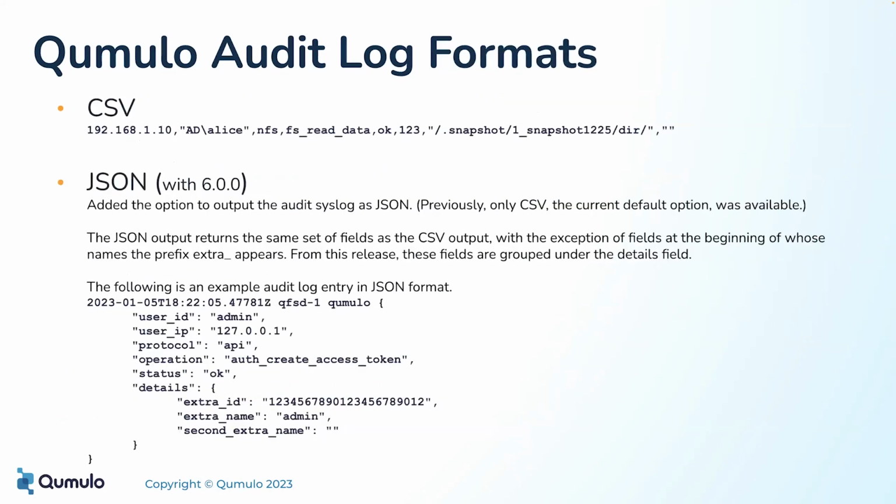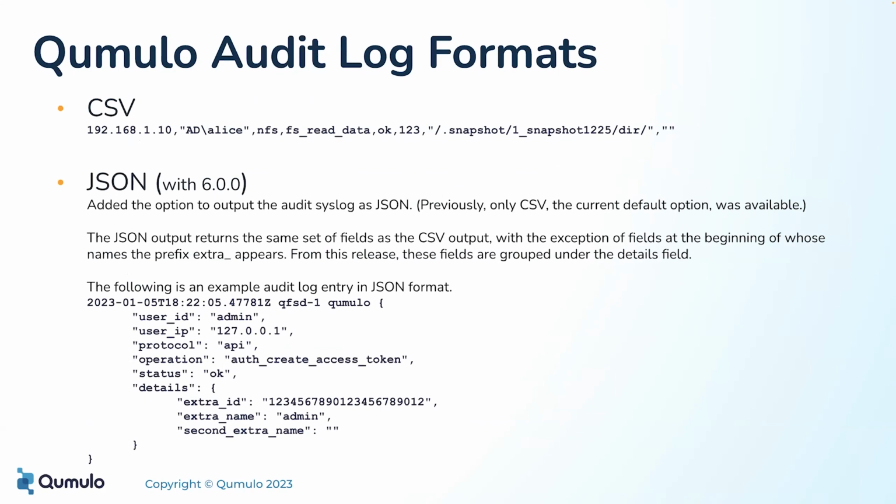We have two formats. One is new for 6.0.0, which just came out. So you'll see the CSV right there with the IP address as we explained, the username, the protocol, the operation there. You'd see FS read data, whether the operation is okay. The file ID is 1, 2, 3, and then the path, and then there's a blank at the end because we didn't rename it, we just read the data.